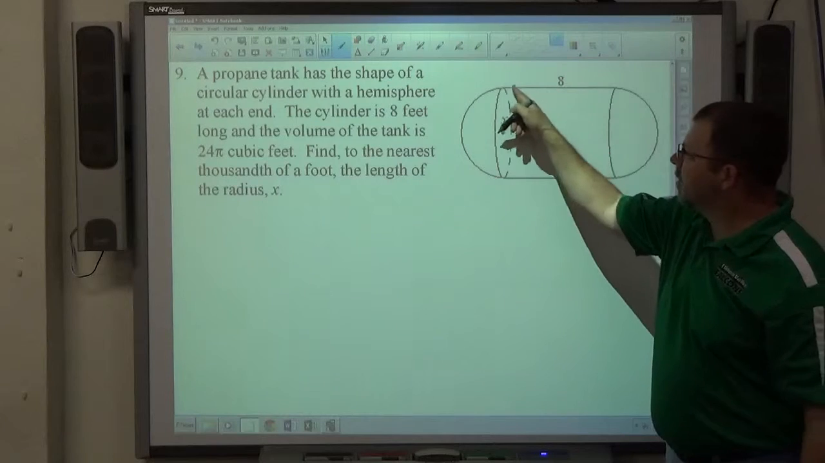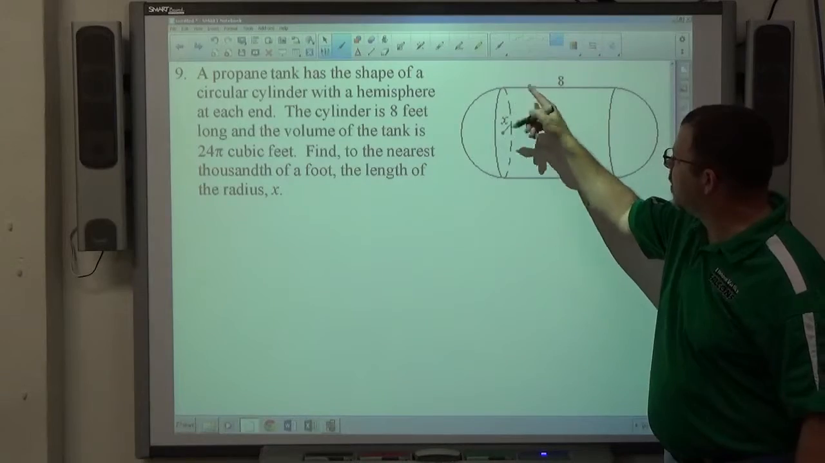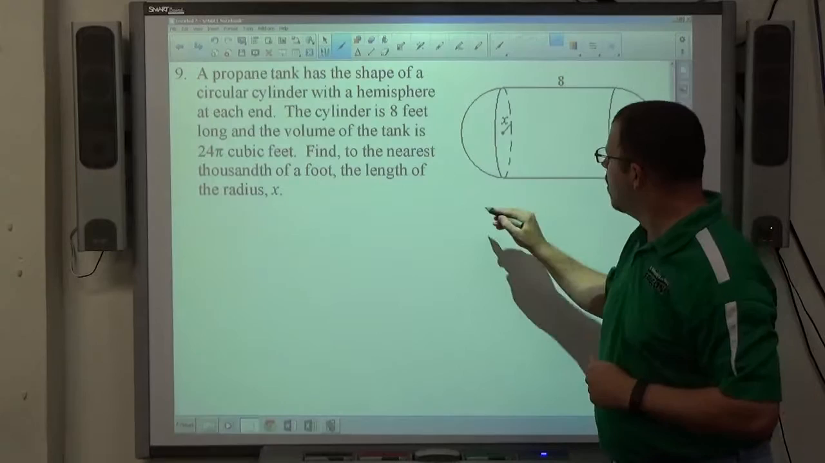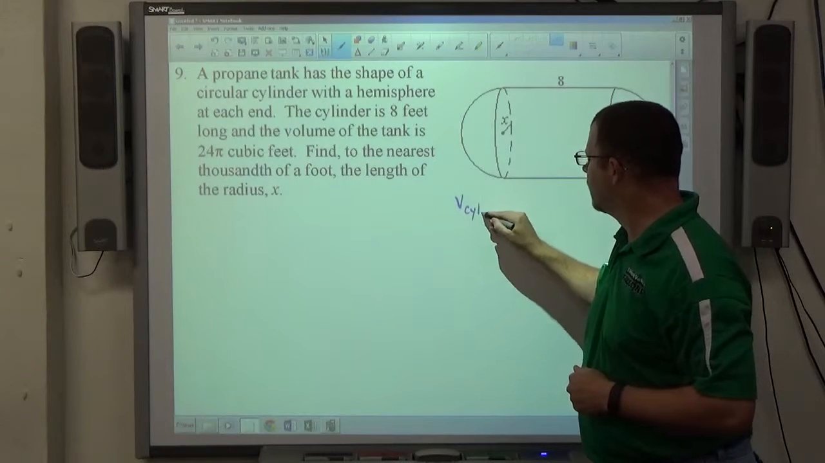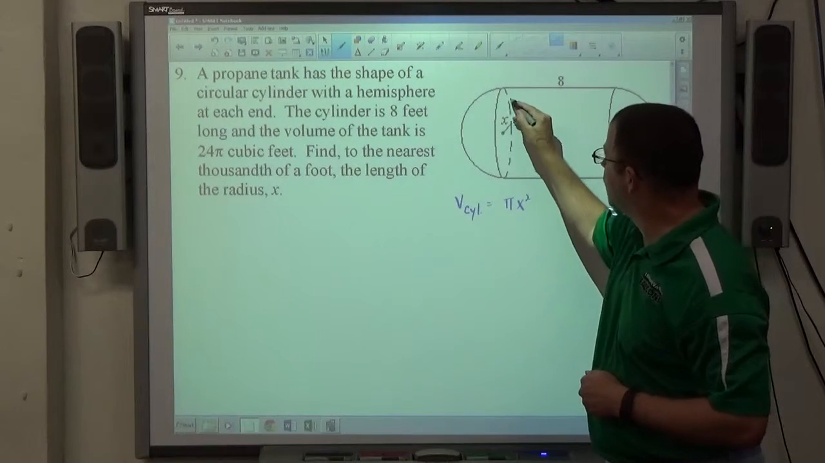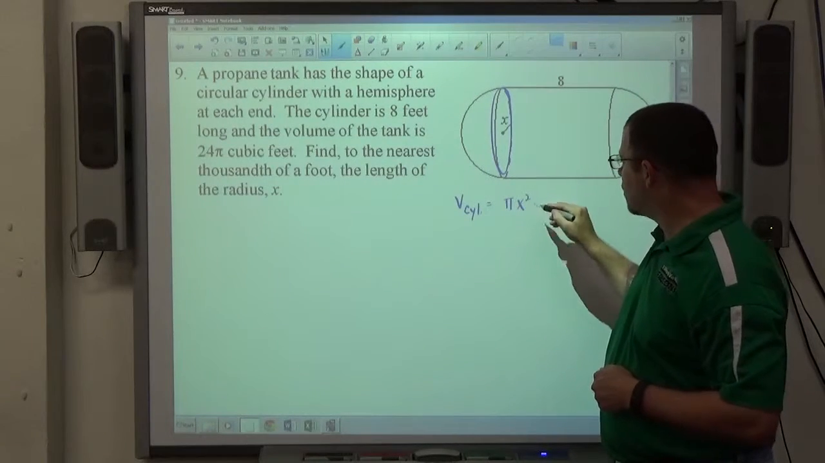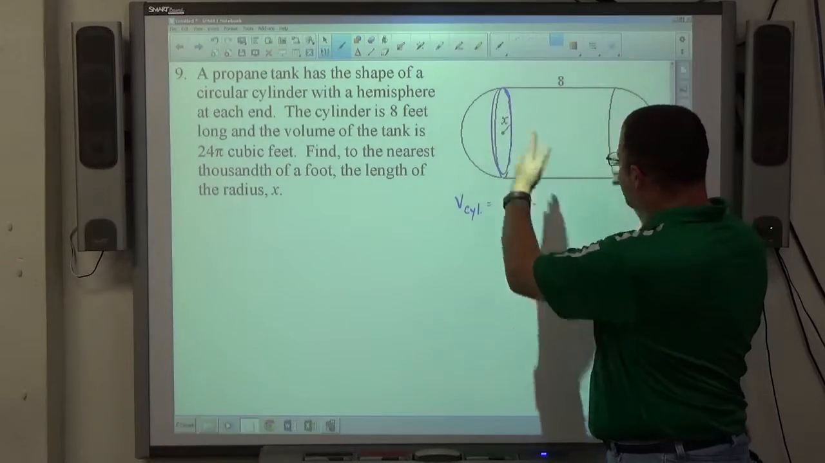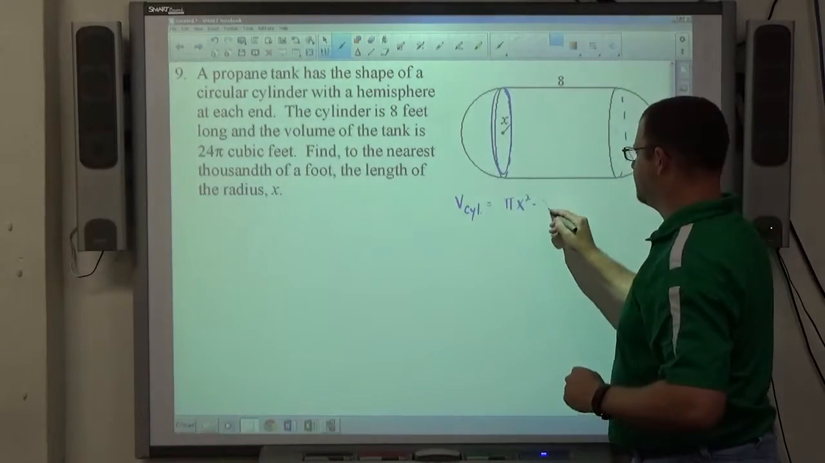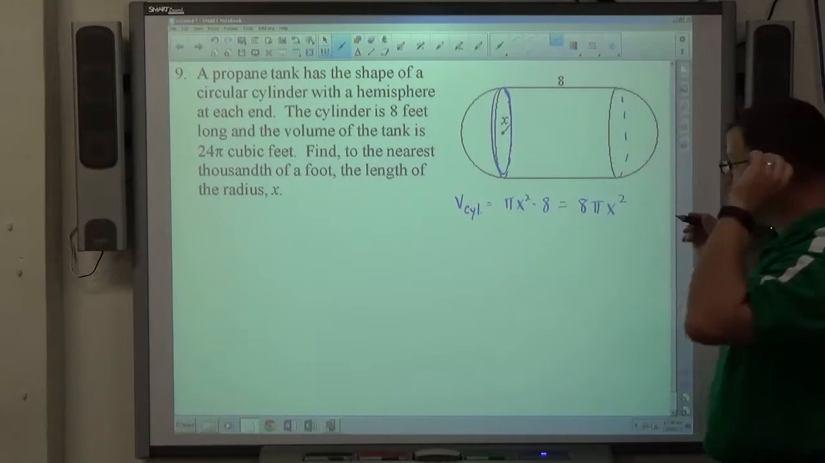What I know is the length of the cylinder is 8 feet from the end of the hemisphere to the end of the hemisphere. Then you've got a hemisphere on either end. 2 hemispheres together make a whole sphere. So what we're looking at is the volume of a cylinder, which is the area of the base, which is pi x squared in this case, because the base is this circle. Radius is x, so pi x squared is the area of the circle, multiplied by the length or the height of the cylinder. If you imagine this cylinder here, circle to circle is 8 feet apart. So the volume of the cylinder altogether is 8 pi x squared cubic feet.